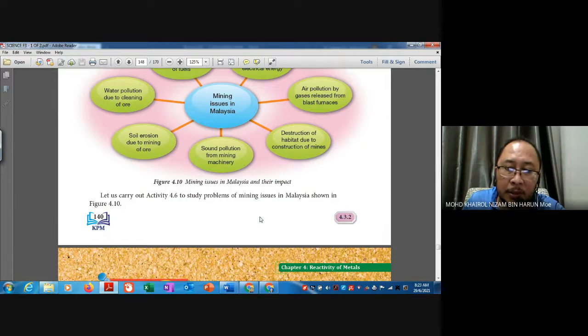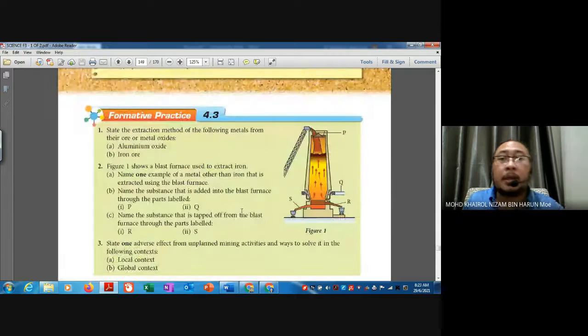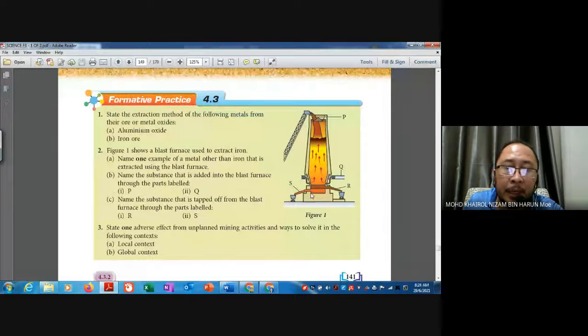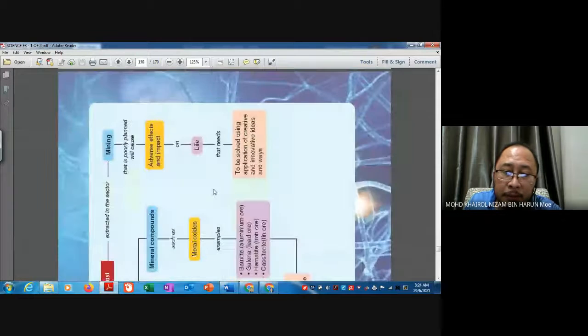Okay, so we finish chapter 4, subtopic 4.3, and I hope that you can, as usual, write the notes for this subtopic 4.3, and then do the formative practice 4.3, and also in the science process book.